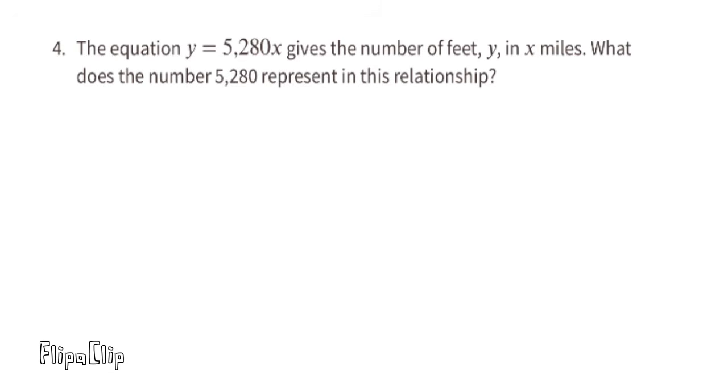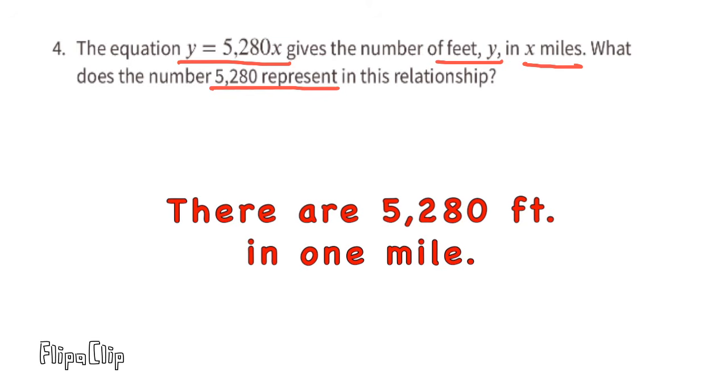Number 4, the equation y equals 5,280x gives the number of feet y in x miles. What does the number 5,280 represent in this relationship? There are 5,280 feet in 1 mile.